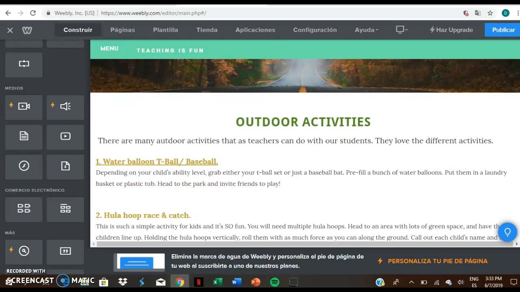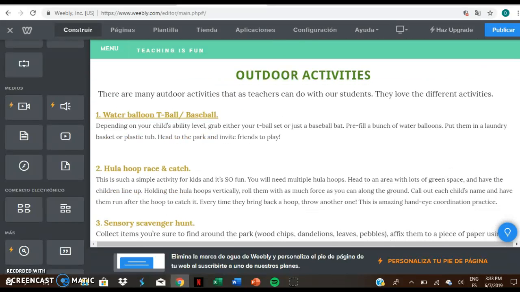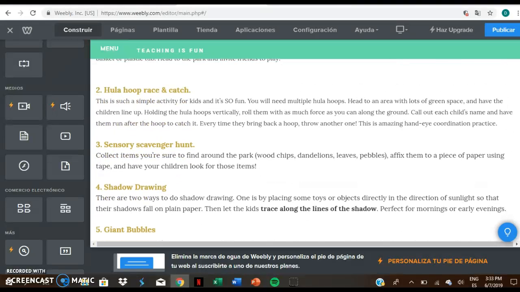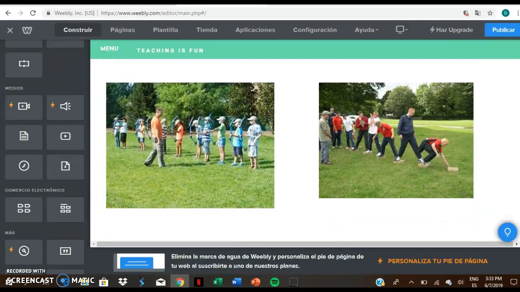We have outdoor activities, a lot of examples that you can make with your students at the end of or during your class. A lot of activities like water balloon, hula hoop, race and catch, sensory, scavenger hunt, shadow drawing, giant bubbles, a lot of activities that you can use to learn English too.